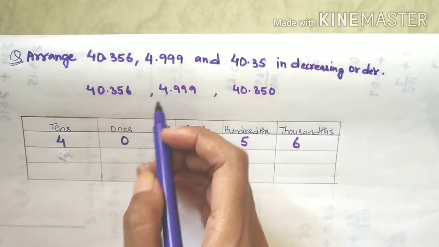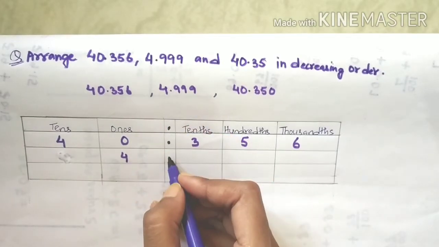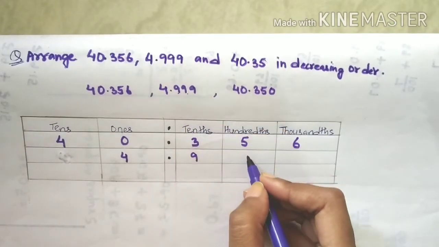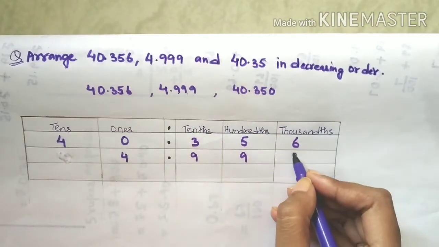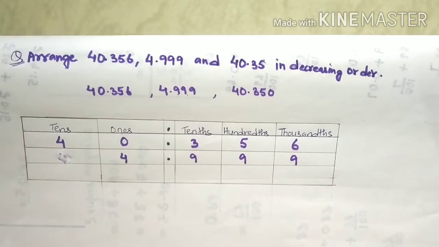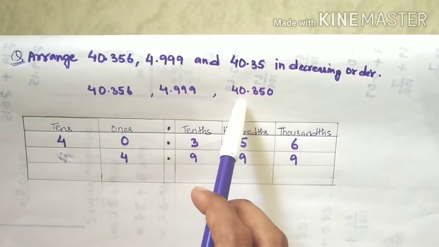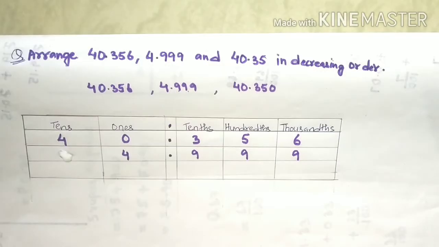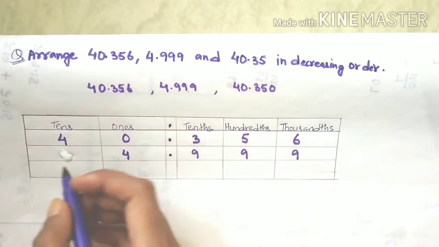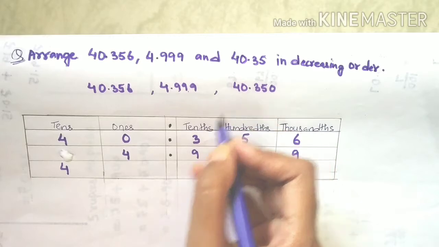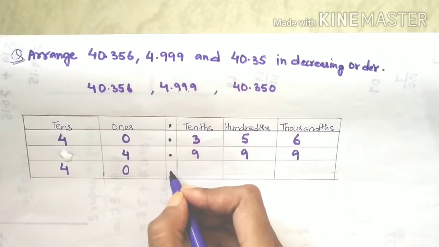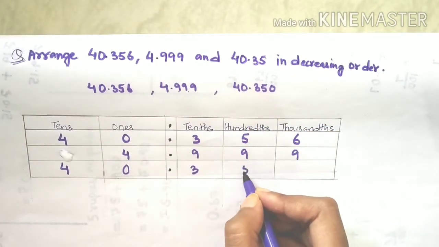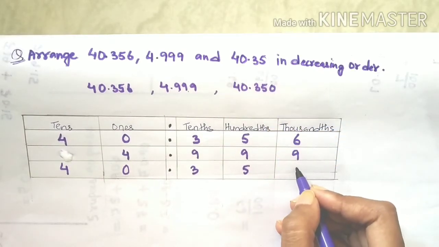Students, 4 is in the ones place. The point is here. 9 is in the tenths place. 9 is in the hundredths place, and this 9 is in the thousandths place. Now students, we will fill in the digits of 40.350 in the third row of the place value table. 4 is in the tens place, 0 is in the ones place. The point is here. 3 is in the tenths place, 5 is in the hundredths place, and 0 is in the thousandths place.